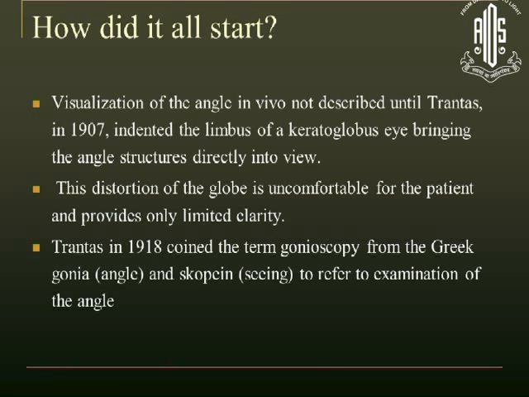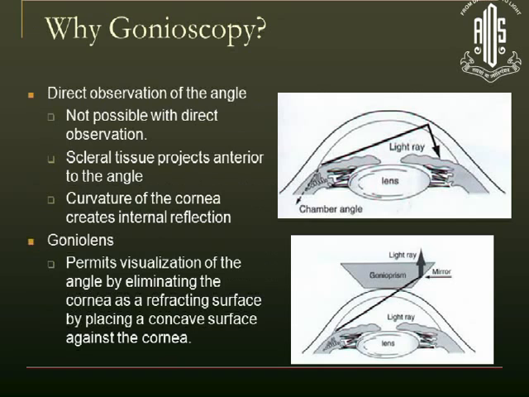So, visualization of the angle in vivo was not described until Trantas in 1907 indented the limbus of a keratoglobus eye, bringing the angle structures directly into view. Now, this distortion of the globe is obviously uncomfortable for the patient and provides only limited clarity. Trantas in 1918 coined the term gonioscopy from the Greek gonia, which means angle, and skopein, which means to see, to refer to the examination.